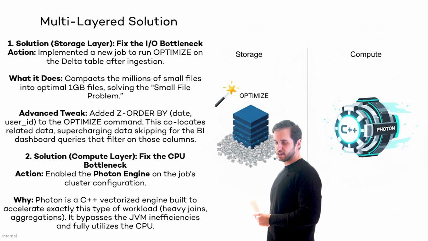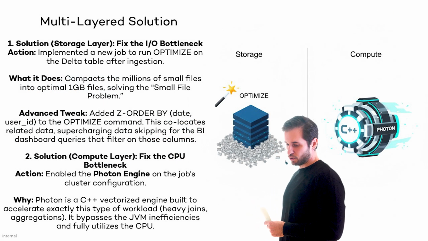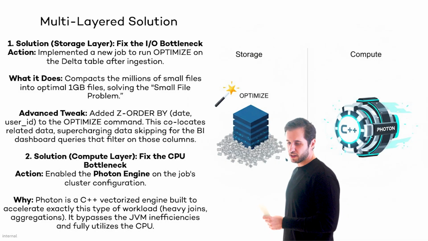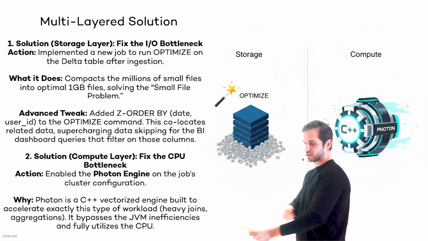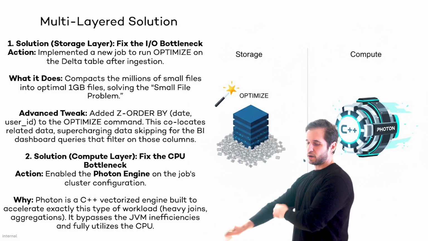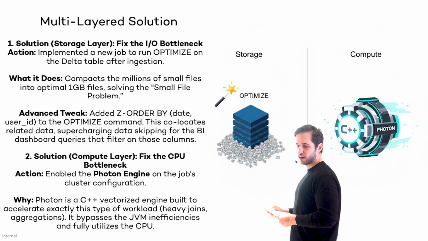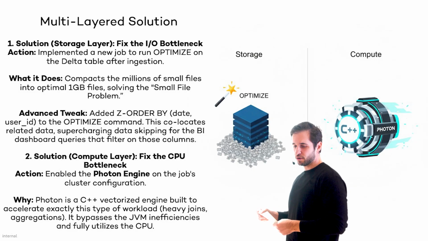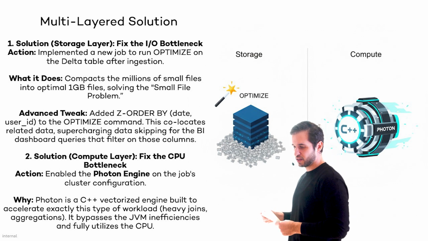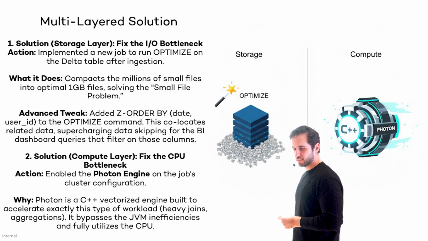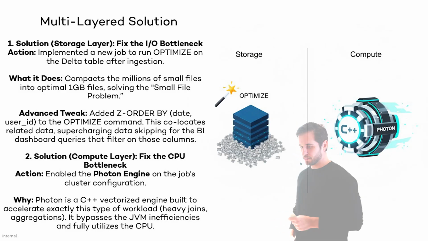To fix this, they did two things, on the storage layer and the compute layer. Storage layer: they ran the optimize command to combine millions of small files into large blocks. This fixed the I/O problem. Compute layer: they turned on the Photon engine, because Photon is a native C++ engine. It skips the slow parts of the JVM and uses the full power of the CPU.